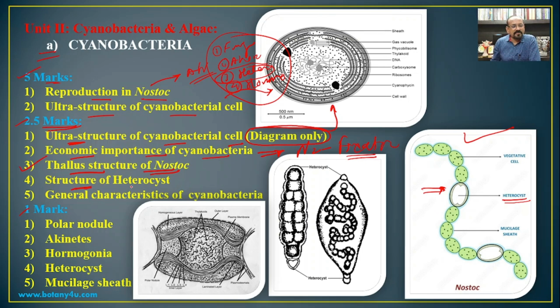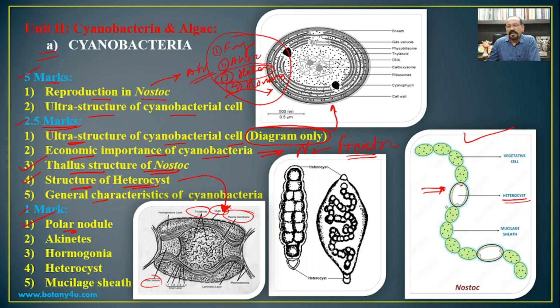The fourth question asked is the structure of heterocyst. In this question, you are expected to draw this diagram of the heterocyst, where there is the presence of thylakoids, then the outer layer, the presence of the plasma membrane, and the presence of the polar nodules on both sides. So this diagram along with the description is expected in the structure of heterocyst. Then general characteristics of the cyanobacteria: you have to provide the matter regarding the characteristic features of the cyanobacteria in this question.